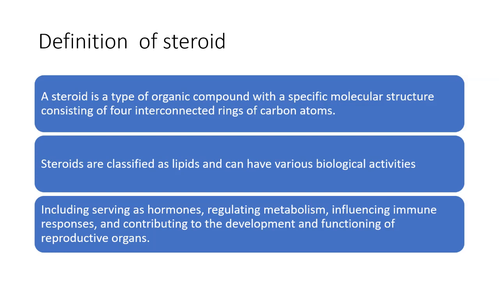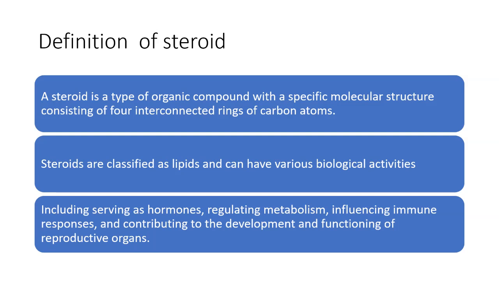Steroid hormones include cortisol, which regulates metabolism and immune responses, and sex hormones like testosterone and estrogen, which are crucial for the development and functioning of reproductive organs. In addition to their hormonal roles, steroids also play a significant part in regulating metabolism. For example, corticosteroids help control the body's use of fats, proteins, and carbohydrates, ensuring that energy production and storage are balanced. Steroids also influence immune responses.